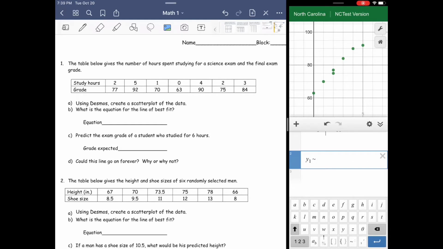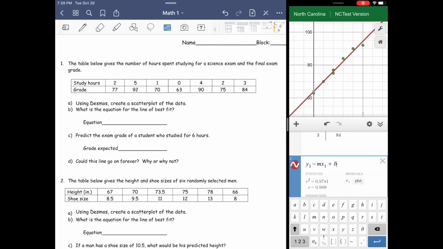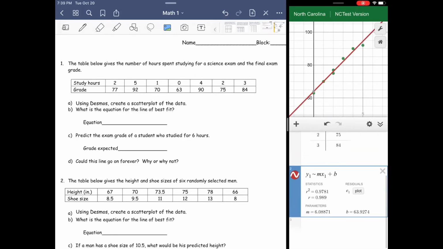But I want the equation. So I'm going to do y1, my squiggle means similar, then I have mx1 plus b. I have to use y1 and x1 because that's how my table is labeled at the top.